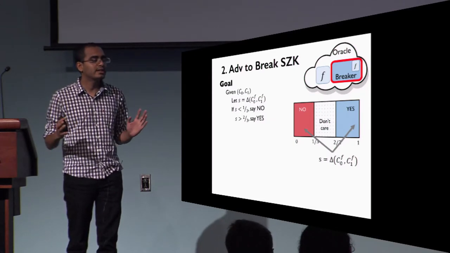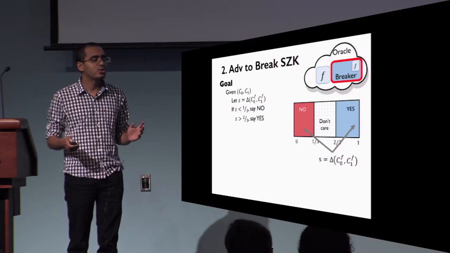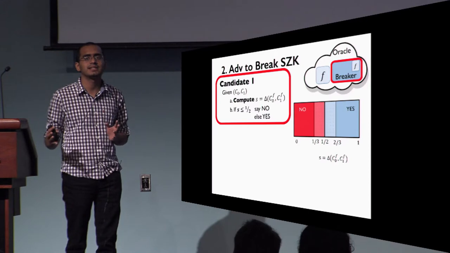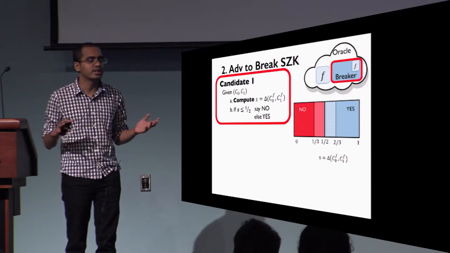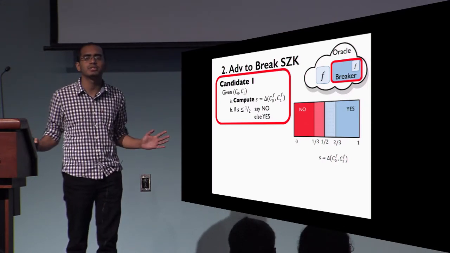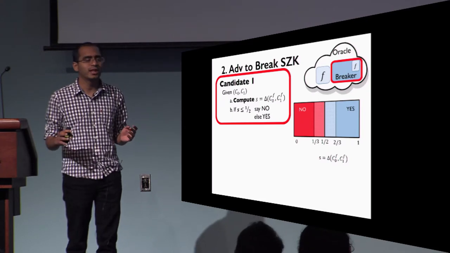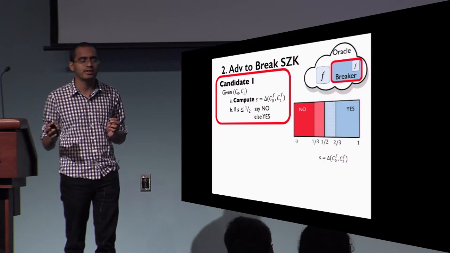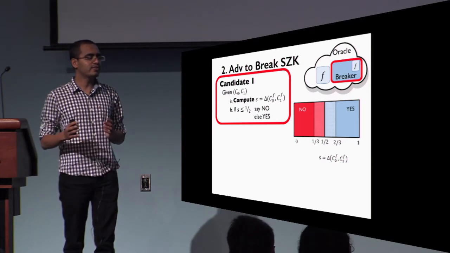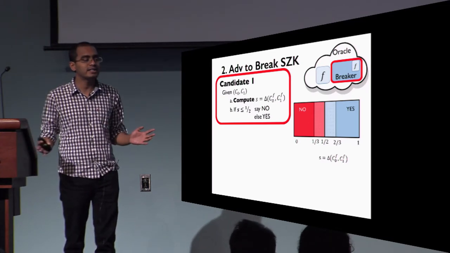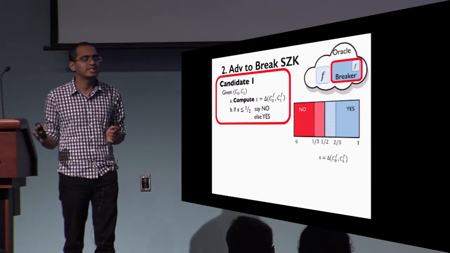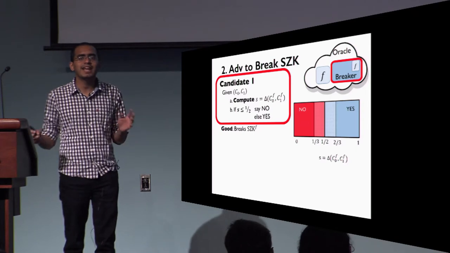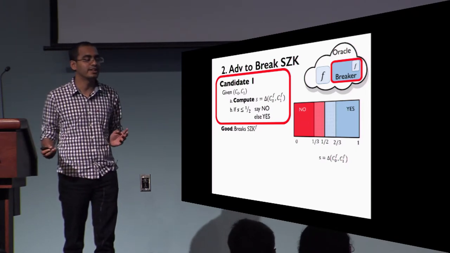So the oracle, right. So here's the first candidate. Given two circuits as input, it first computes the statistical distance between them. Note that this is not really efficient. It could make exponentially many queries to the one-way function, but that's okay. Then if the statistical distance is less than half, it says no. If it's more than half, it says yes. So what's good about this? What's good is that it actually breaks SZK, so at least we are halfway there.